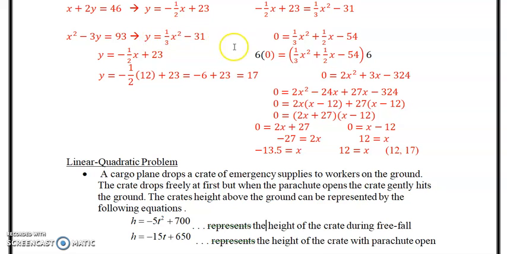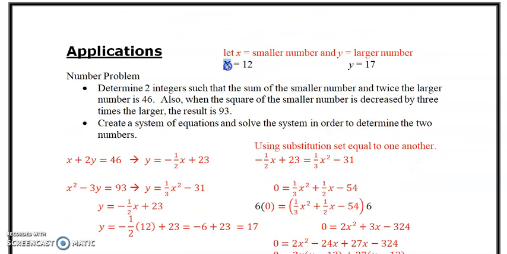So you could have plugged, just a quick recap. Once we solved for x equal to 12, remember the negative 13.5 is no good. So we plug that in for one of the equations and we end up getting 17. So our point is 12 and 17. So that means that the smaller number is negative 12. So that's x. And that means the larger number, that's y, is negative 17.